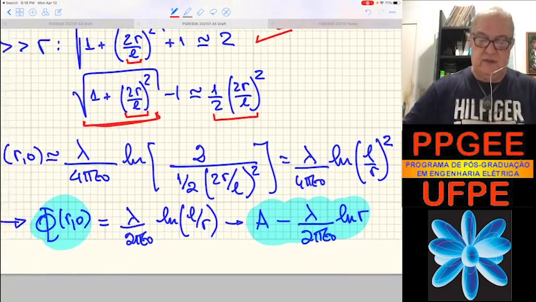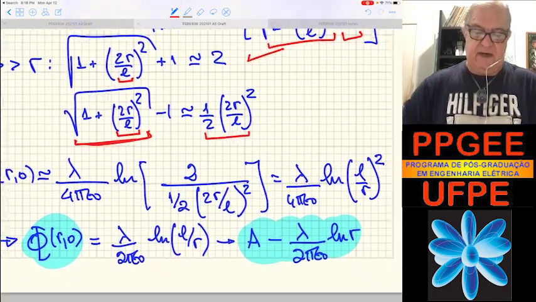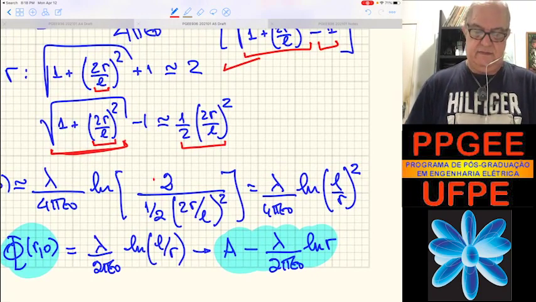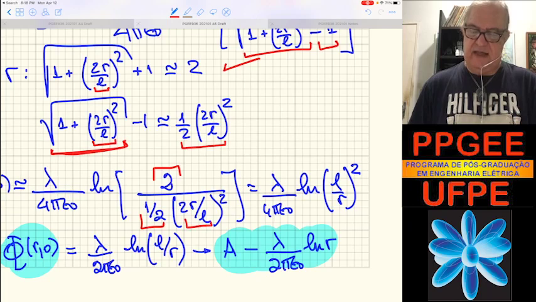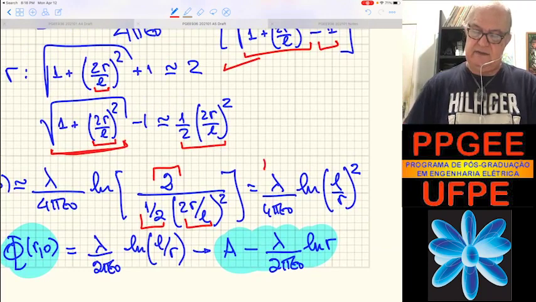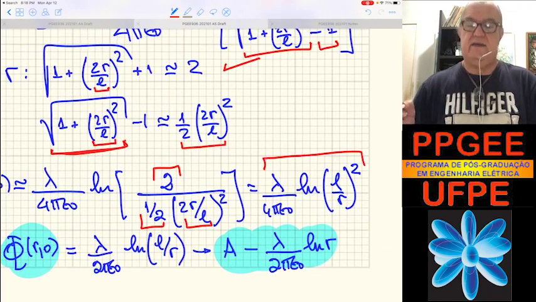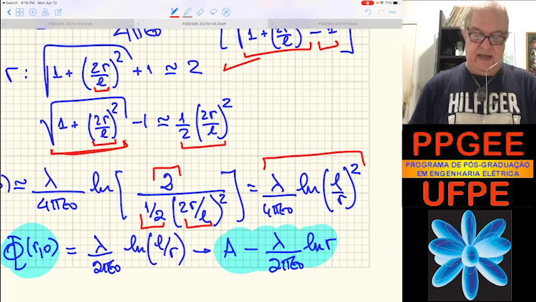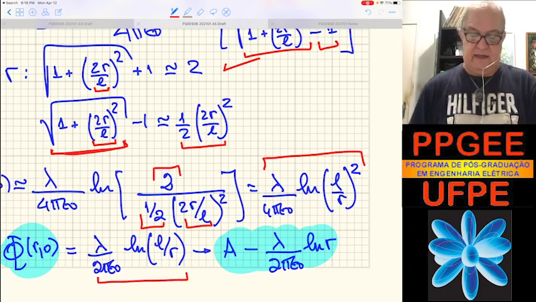So the potential is going to have this behavior here, logarithm, with the 1/2 factor there, and then you obtain this result. Okay, so we have this result here. You can separate log of L.